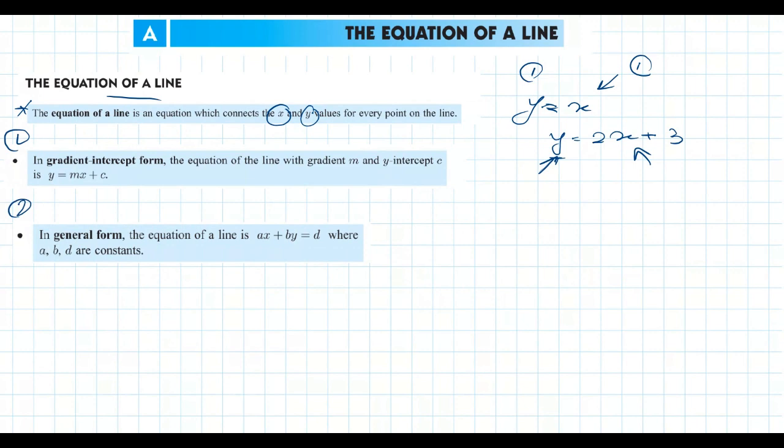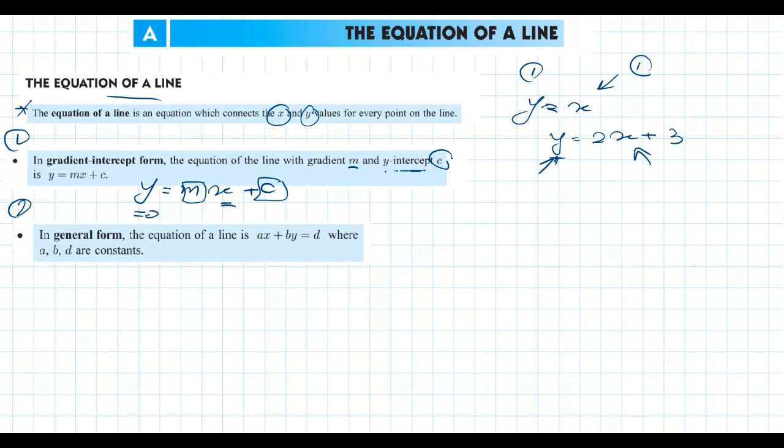In the gradient intercept form, the equation of the line with gradient m and y-intercept c, here you need to say that y equals mx plus c shows that m is the gradient or the slope, and c represents the y-intercept, not the x-intercept. To find the x-intercept, you need to put y equals 0, by the way, and solve for x.